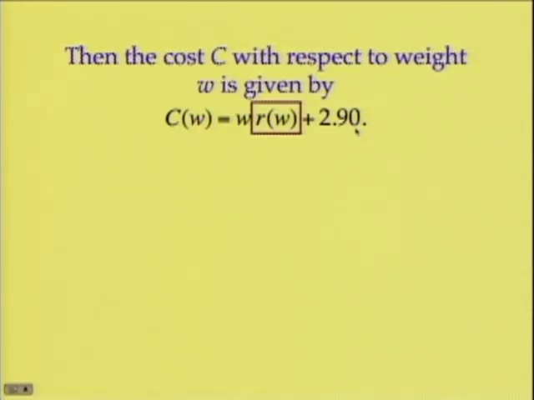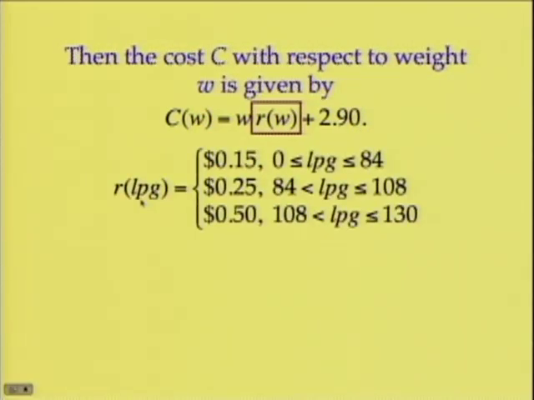Now here is the issue. This R, this rate, I don't have that in terms of W. I have it in terms of LPG, and I'm using these kind of cooked up numbers. I do have the LPG in terms of X. I do have the weight in terms of X. So I need to get this rate in terms of weight. So I'm going to bridge the gap by doing this.